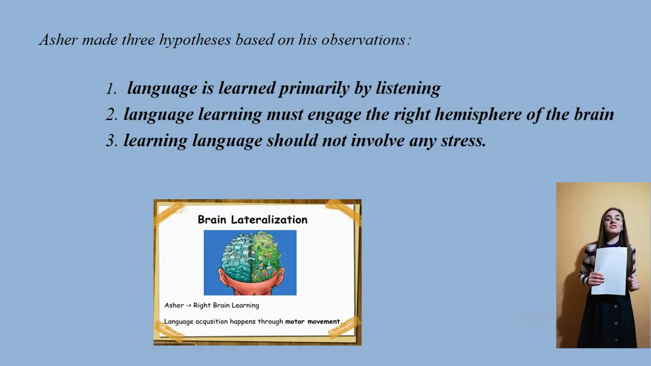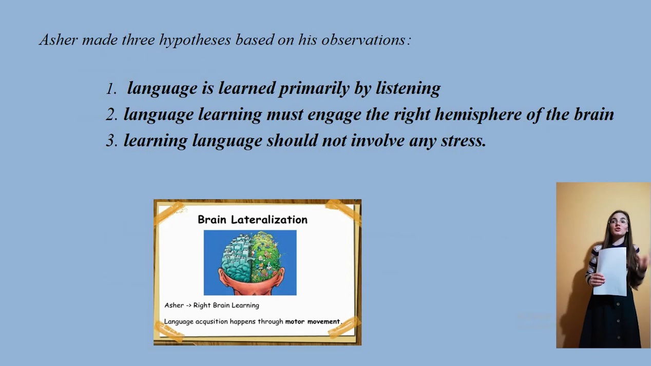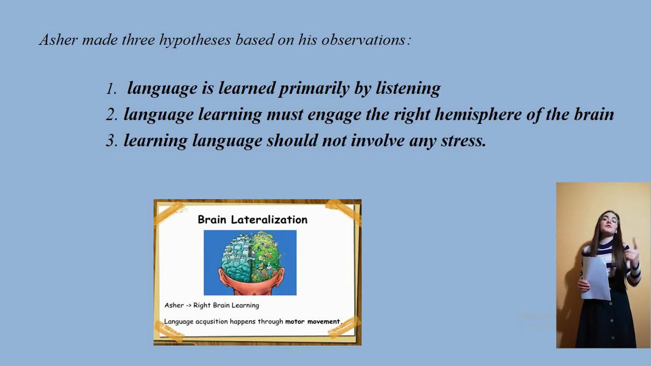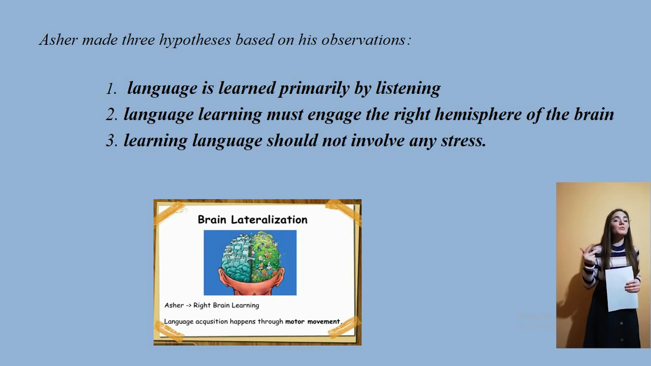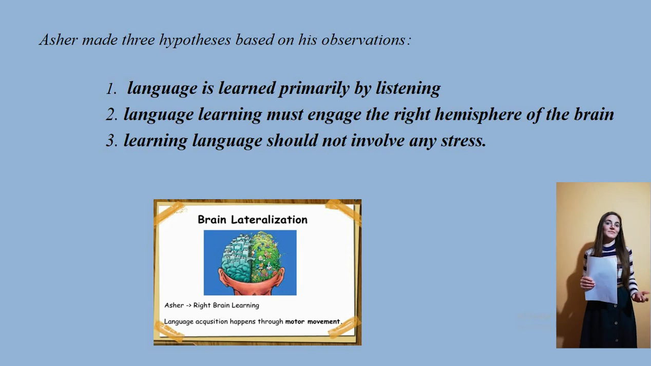He noticed that interactions between parents and children often took the form of speech from the parent followed by a physical response from the child. Asher made three hypotheses based on his observations. The first one is that language is learned primarily by listening. The second one is that language learning must engage the right hemisphere of the brain. And the third one is that learning language should not involve any stress.